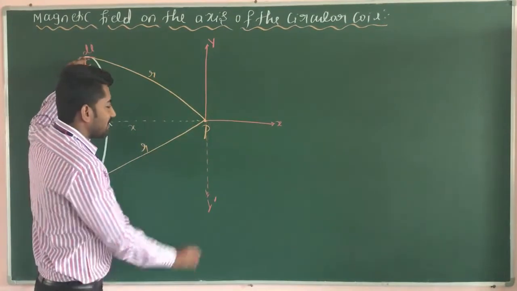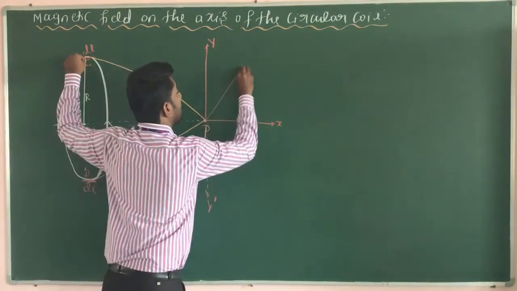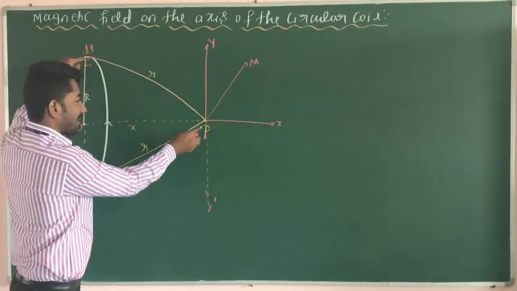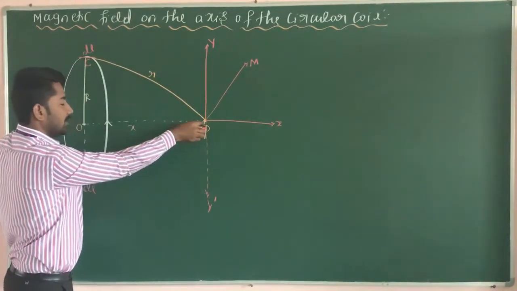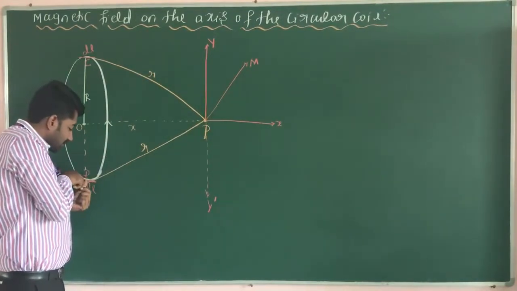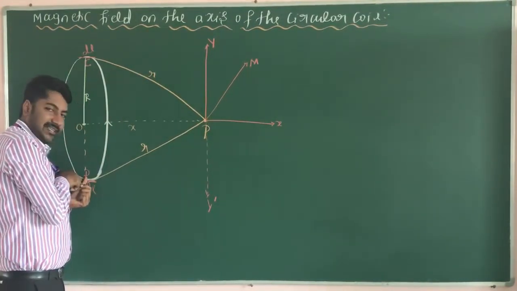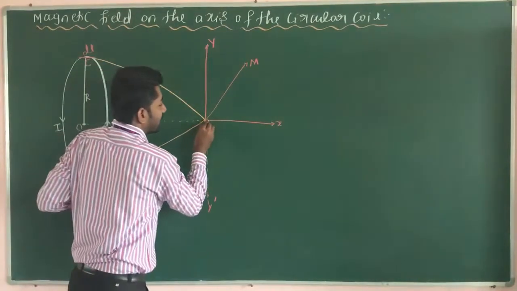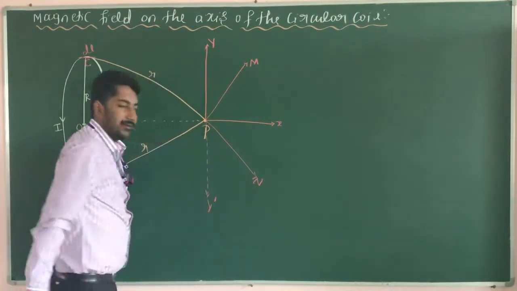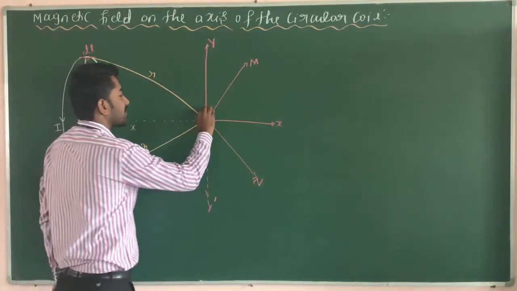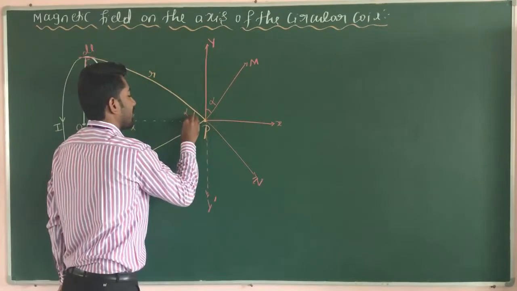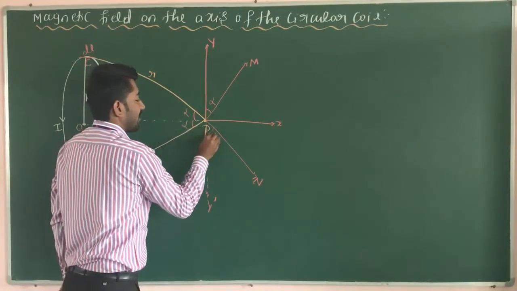Due to the element C, the magnetic field acts along PM. The magnetic field at a point P due to the current element D acts along PN, which makes a certain angle alpha here. Here also this is alpha.